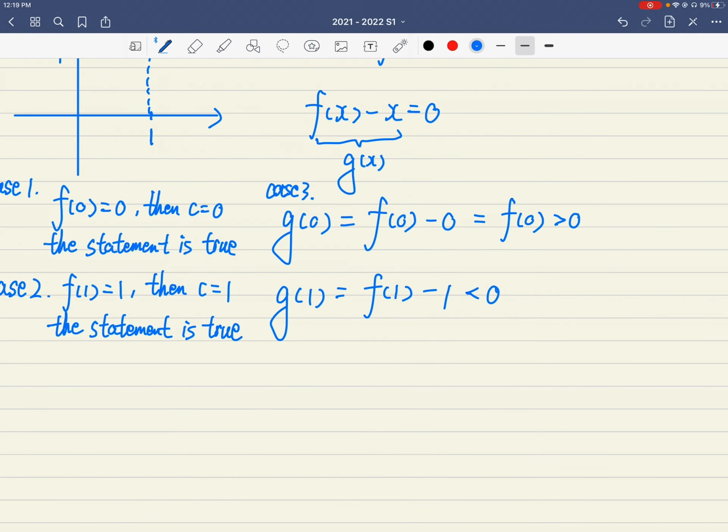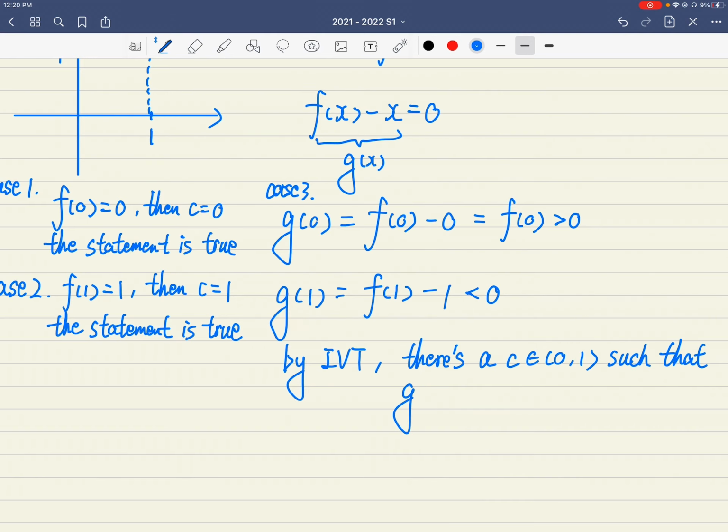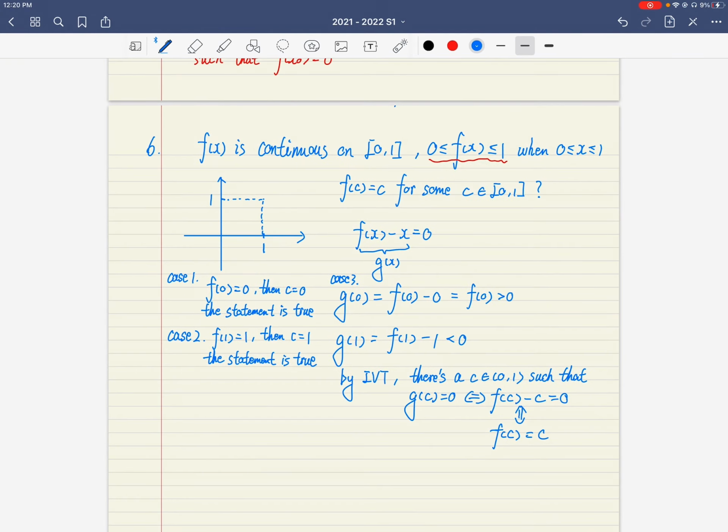So now, if g(0) is greater than 0 and g(1) is smaller than 0, then by the intermediate value theorem, there's a c on the interval 0, 1 such that g(c) is equal to 0. Which means f(c) minus c is equal to 0, which means f(c) is equal to c. So in all these 3 subcases, the statement is always true. So overall, the statement is true.